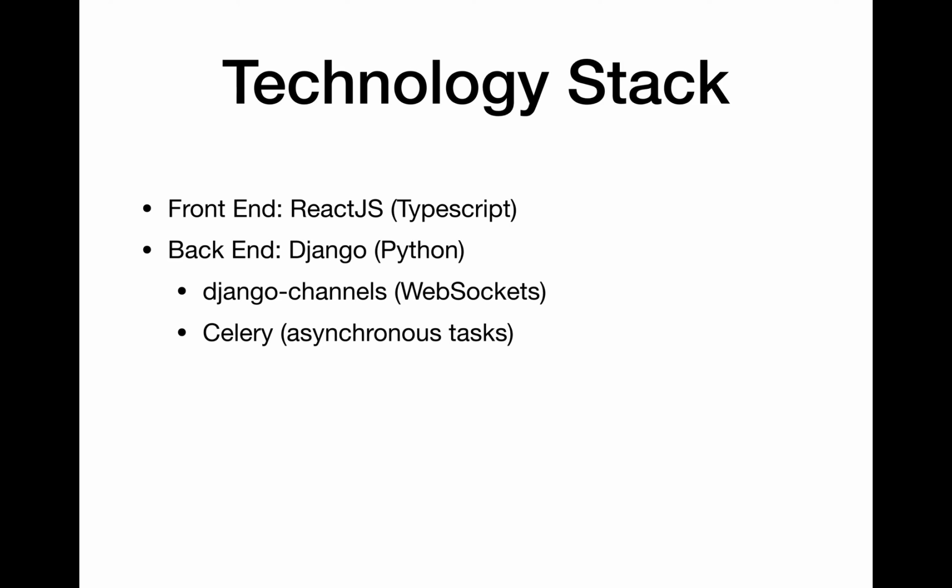So in terms of the technology stack, on the front end, I'm using ReactJS, and on the back end, I'm using Django for my API server. And I'm also using some libraries such as Django Channels for WebSockets and Celery for asynchronous tasks. These two libraries are important, as you'll see shortly.